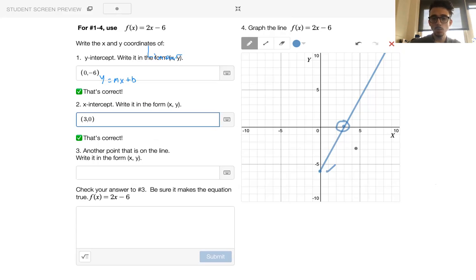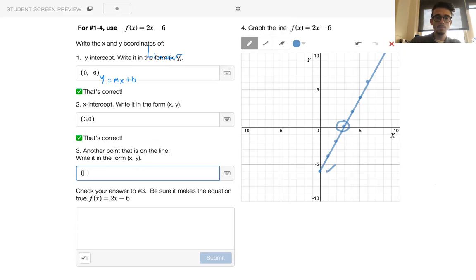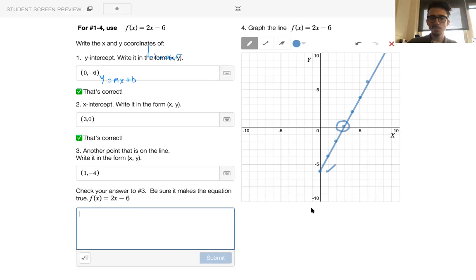Another point that's on the line, we have a plethora that we could choose from. There's this one, there's this one, this one, this one, this one. But I'll just keep it simple. I'll talk about this point here. This is 1, -4, that is. If you want to check our work, this is a big key component to make sure that you're doing this right. You could check by plugging in where x is 1. You should see that 2 times 1 minus 6 should give you -4.